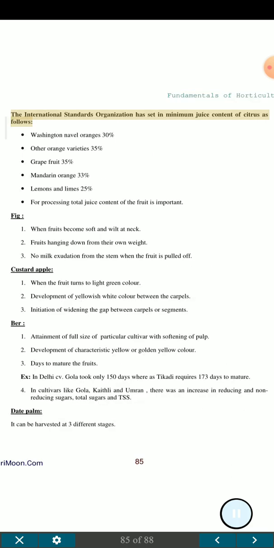The International Standards Organization has set minimum juice content of citrus as follows: Washington navel oranges 30%, other orange varieties 35%, grapefruit 35%, mandarin orange 33%, lemons and limes 25% for processing. Total juice content of the fruit is important.